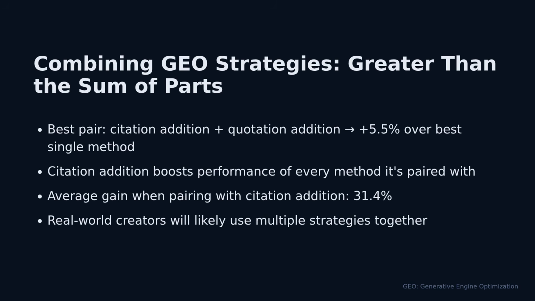When the top 4 methods are paired together, the best combination, citation addition plus quotation addition, outperforms any single strategy by more than 5.5%. Notably, citation addition contributes a large boost when paired with other methods, even though it ranks lower when used alone. This synergy suggests that content creators deploying multiple GEO strategies in practice will see compounding benefits.